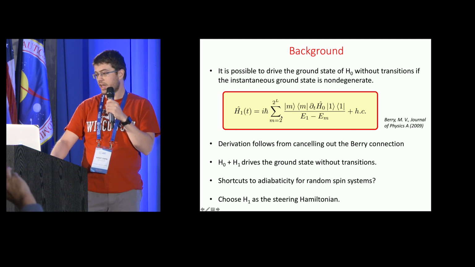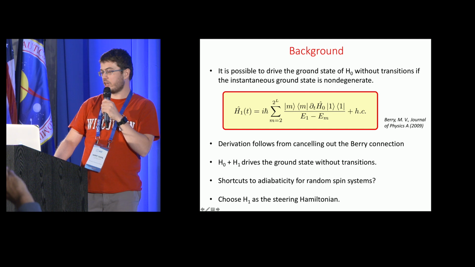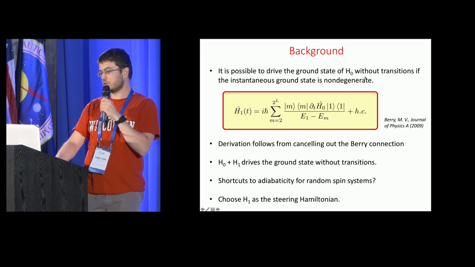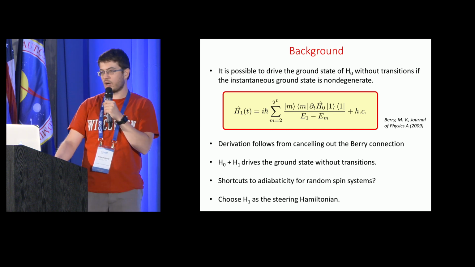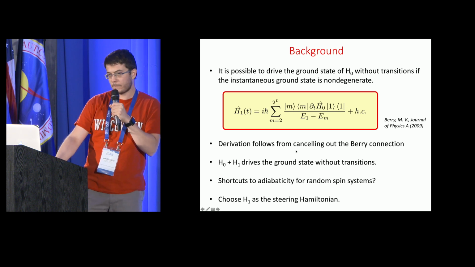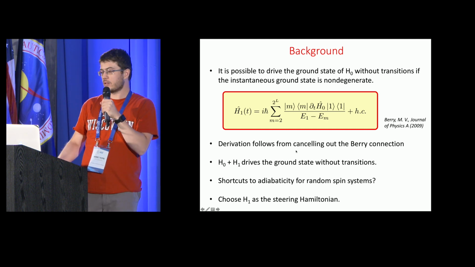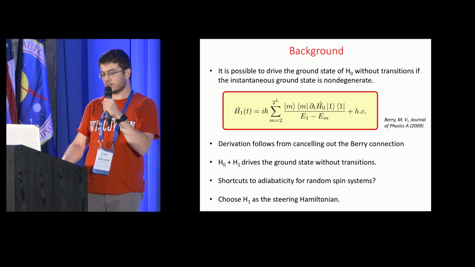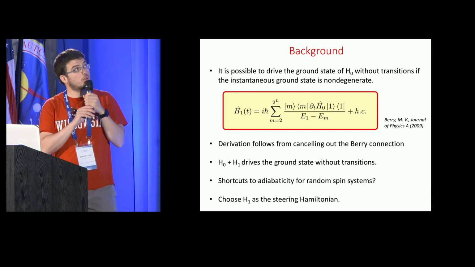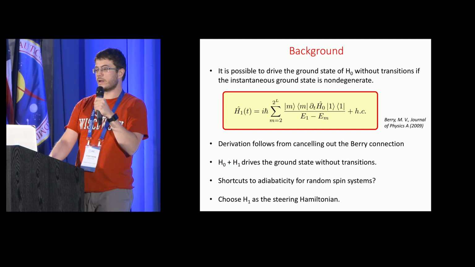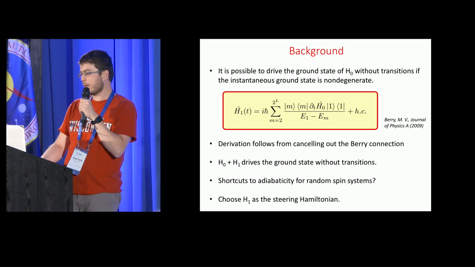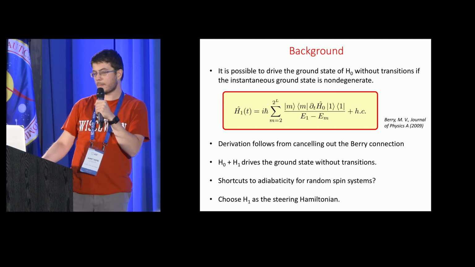So H1, and we have H0, the original Hamiltonian, the usual annealing, and together the total Hamiltonian H0 plus H1 derives the ground state without transitions under certain conditions, which is that the ground state should be non-degenerate. And the derivation follows from canceling the Berry connection in the interaction picture. Then the Hamiltonian becomes diagonal, and we don't have transitions to excited states.